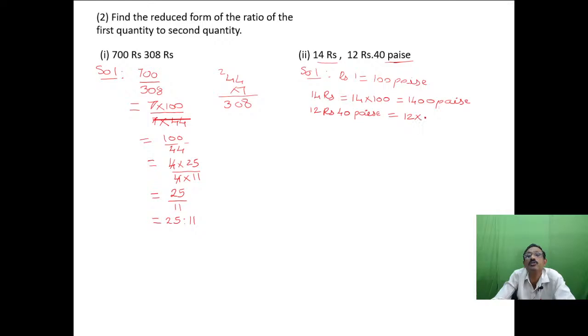12 into 100, and to this 100, what I have got? I have got 40 paise. So I will add 40 paise to this. Now this is equal to 12 into 100 gives me how much? 1200 plus 40. Now 1200 plus 40 gives me how much? 1240 paise.